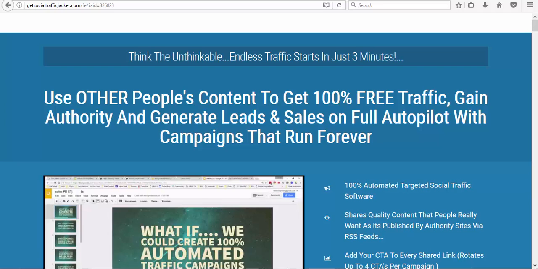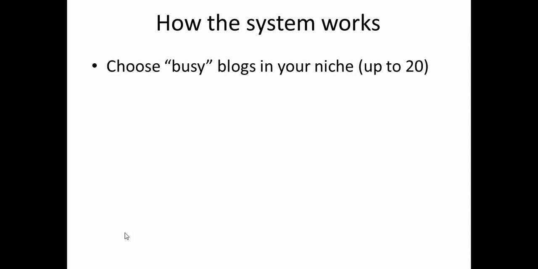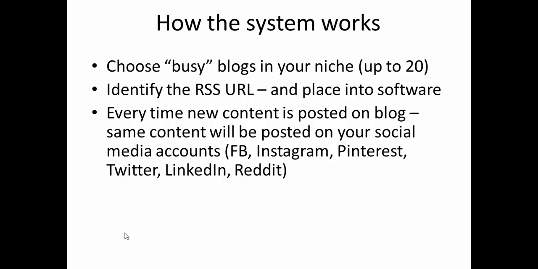But before we do that, how does the product actually work? What happens is we choose busy, i.e. high traffic blogs in our niche, and we can have up to 20 of these. Then we identify the RSS URL and place that into the software. That's quite easy to find in a blog. So every time new content is posted on one of the 20 blogs, the same content is going to be posted on our social media accounts.